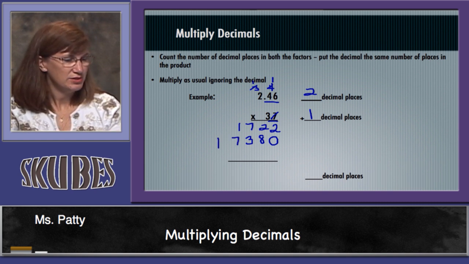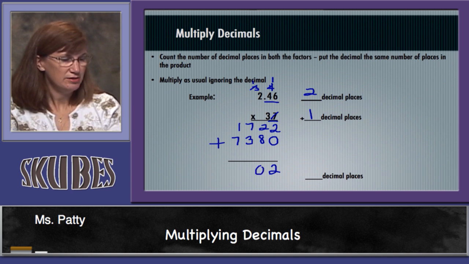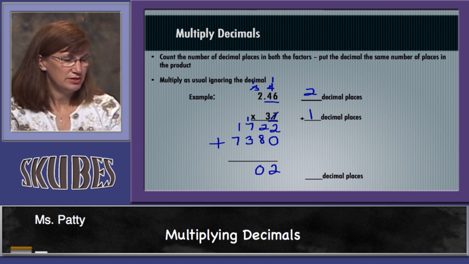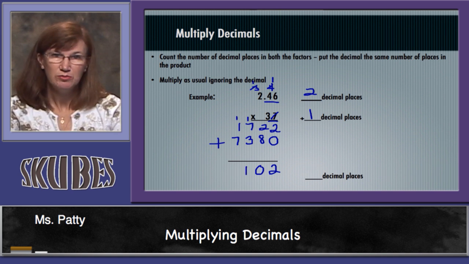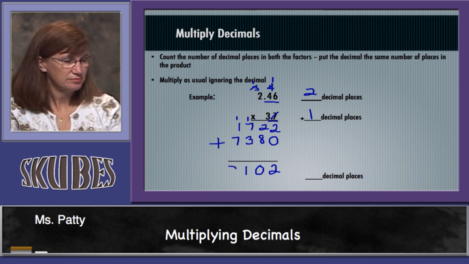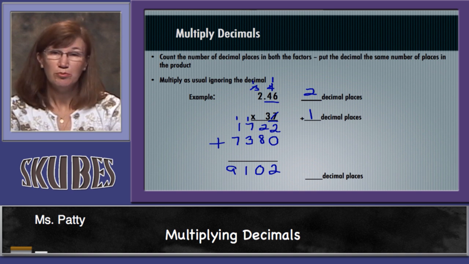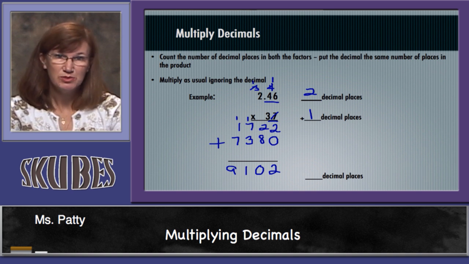Now we're going to add these up. We're going to bring our product down to the bottom. 2 plus 0 is 2. 2 plus 8 is 10. Carry our 1. 1 plus 7 is 8, plus 3 is 11. Bring down our 1, carry a 1. 1 plus 1 plus 7 is 9. So our answer would seem to be 9,102, but wait, we need to put in the decimal.